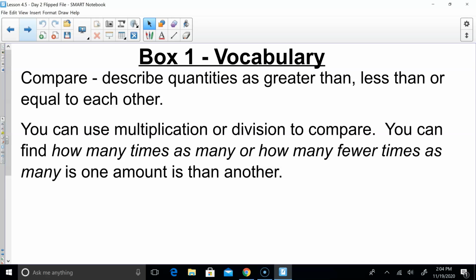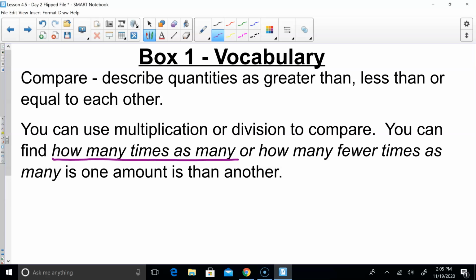As I mentioned before, it said compare: describe quantities as greater than, less than, or equal to, so comparing two things on different sides. And then we use multiplication or division to compare. Last time was really addition and subtraction, now we're going to focus on multiplication and division. Notice some of those things you can find how many times as many, something to keep in mind as you listen to word problems, or how many fewer times as many.